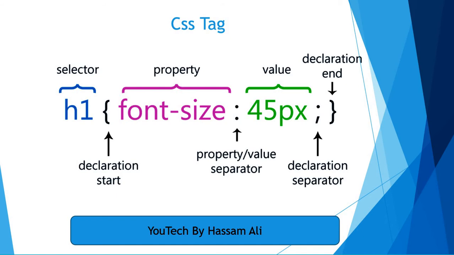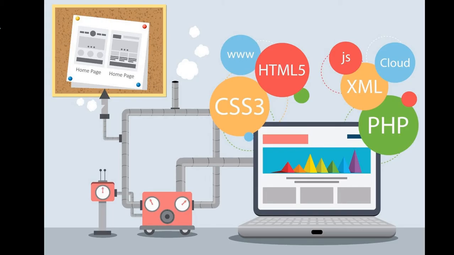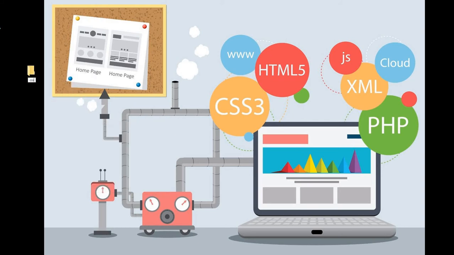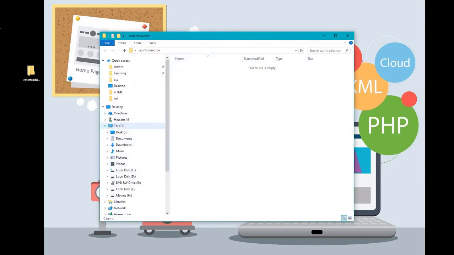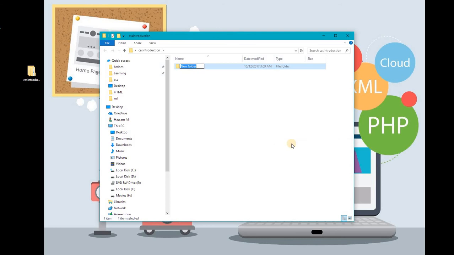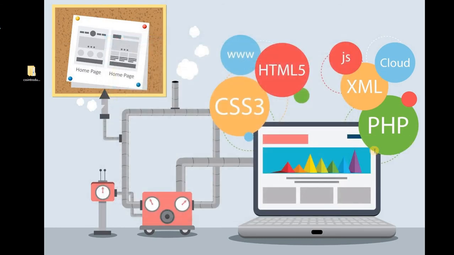So I will show you a practical of how to use it in a code editor. Open your code editor and I will show you how this works. Okay, go to your desktop, create a new folder, name it CSS introduction. Inside that folder, create one more folder, name it CSS, and open this in your code editor.